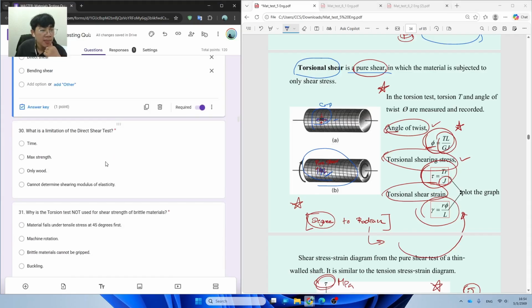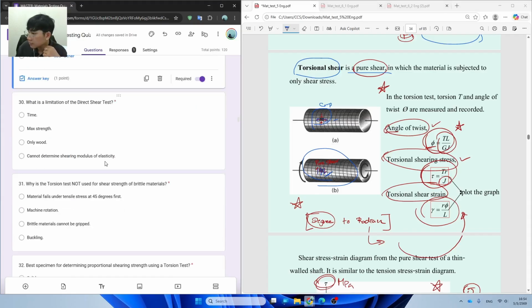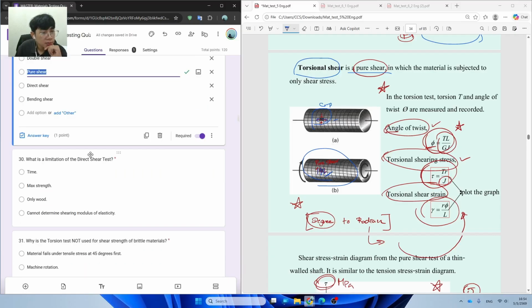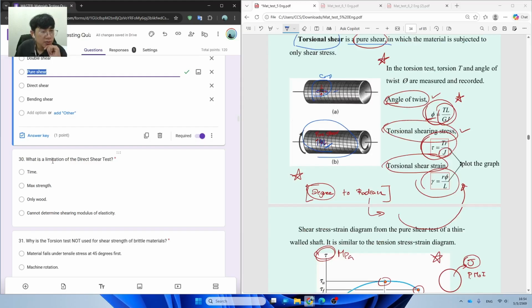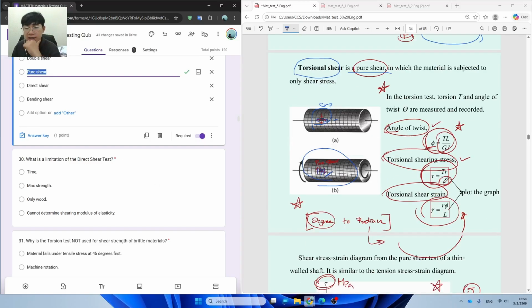Question 29. And question number 30 is going to be the limitation. Sorry, question 30 is going to be the limitation of the shear test. So we're going to discuss this later. Let's go back to see the testing over here.